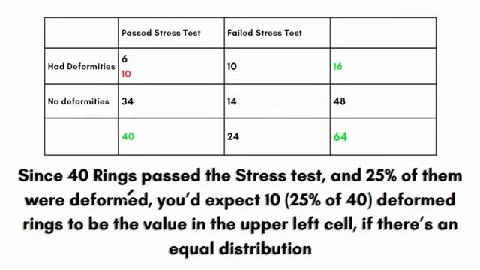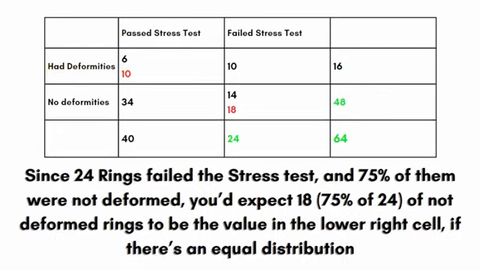Now, since we're going to be looking for our expected values, and since we have 40 rings that pass the stress test, and 25% of them were deformed, we can assume 25% of 40, because 16 is 25% of 64, and 25% of 40 is going to be 10. And this will be the value in our upper left cell for passed stress test and had deformities, for our expected value of 10. Now we can go ahead and do this again for the bottom right as well.